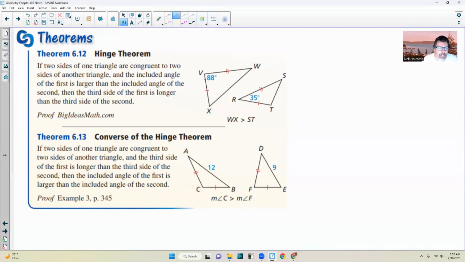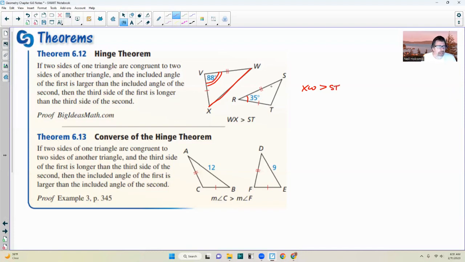We have two triangles. VX is congruent to RT, VW is congruent to RS, and we know angle V is 88 degrees, and we know angle R is 35 degrees. So what the Hinge theorem is saying is if you have two sides that are congruent, and you know the angle measures of the two included angles, you can determine which side is longer of the two triangles. So if an angle of 88 is greater than an angle of 35 degrees, therefore the side opposite, the length of XW, is greater than the length of ST. That's all this is saying.